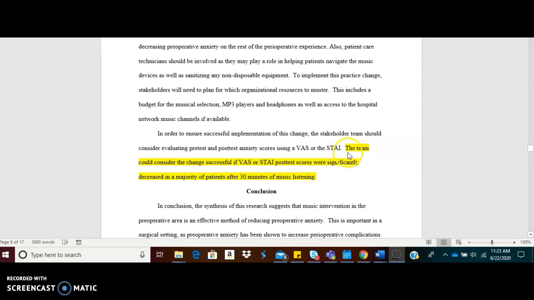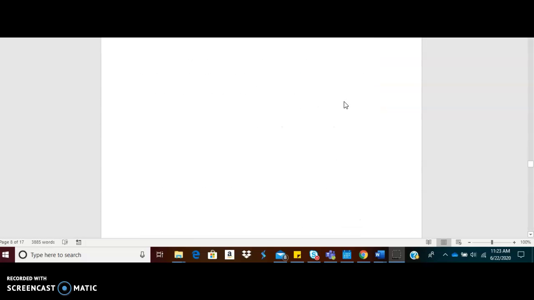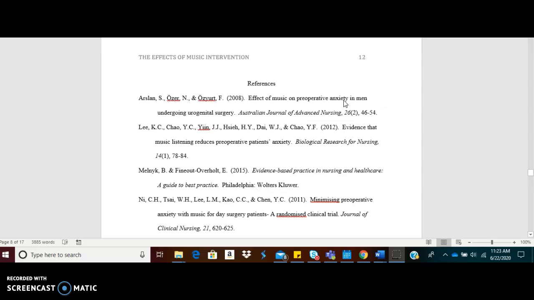And here is that clinical outcome. The team could consider the change successful if VAS or STAI post scores were significantly decreased in a majority of patients after 30 minutes of music listening. See how that is very measurable? And your paper will end off with a conclusion and, of course, your reference page typed in APA format.